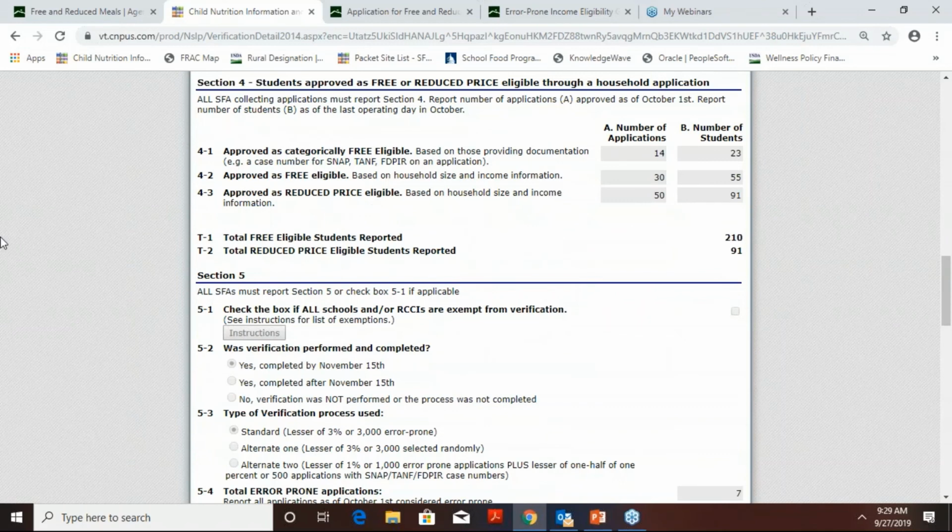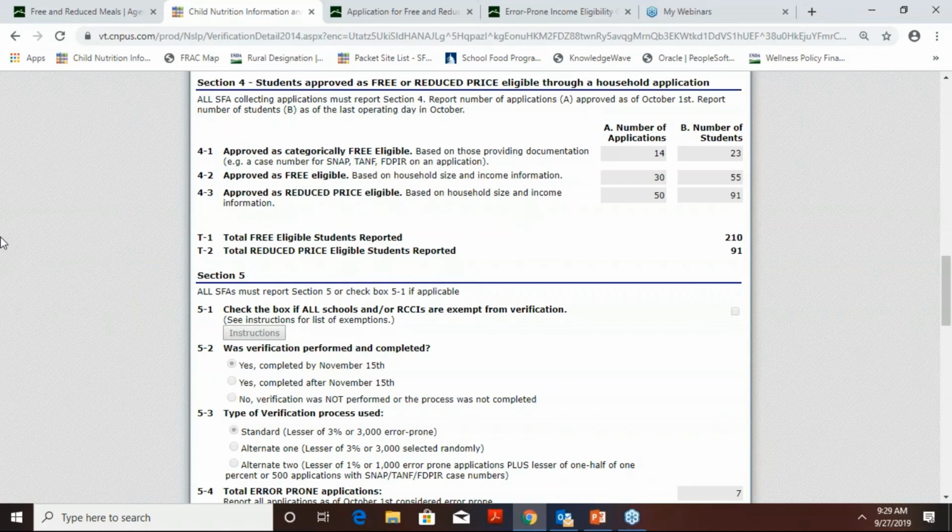Okay, so in section 4, you are putting down your total number of applications that are free eligible based on a case number, free eligible based on income, and then reduced price eligible based on income.